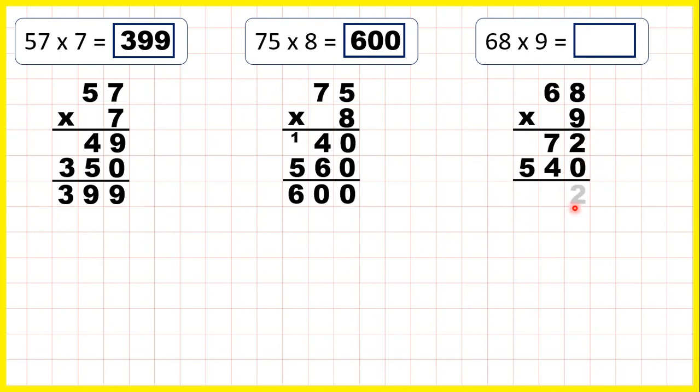2 plus 0 is 2. 7 plus 4 is 11, so 1, 1. And 1 plus 5 is 6. So 68 times 9 is 612.